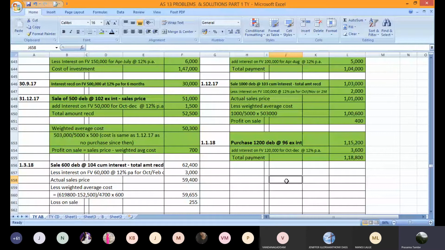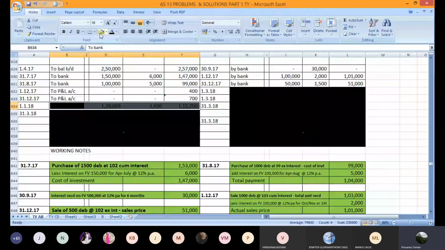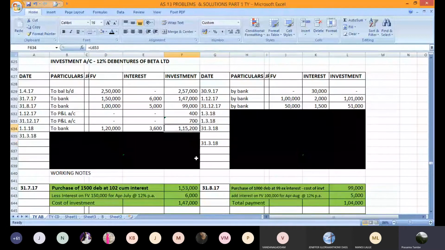So let's go to the ledger and post this entry, 1st January. Investment account debit 1,15,200. Interest account debit 3,600 to bank account, and the face value of debenture is 1,20,000. We have purchased 1,200 debentures, so face value will be 1,20,000 rupees. Post the entry and then we'll discuss the next transaction.